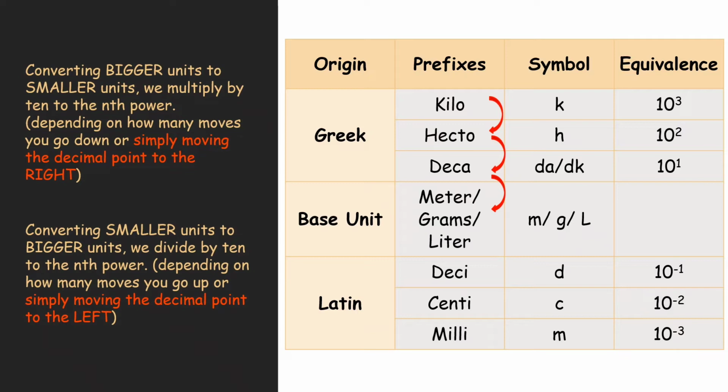Since our example is from centimeter to meter, that is 2 moves going up. So we have 1, 2. So that is also 10 squared, or equivalent to 100. Therefore, 1 centimeter divided by 100 is equal to 0.01 meter. So 1 centimeter is equivalent to 0.01 meter.